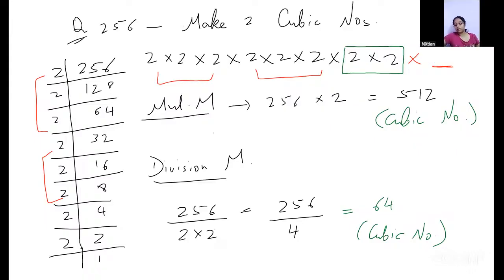Okay. See, when you're doing the factorization, please do it very carefully. Practice a lot of factorization questions. Why is that? Because if your factorization answer is wrong, then the numbers in the multiplication method and division method that you will get will be wrong. You will not be able to locate cubic numbers.